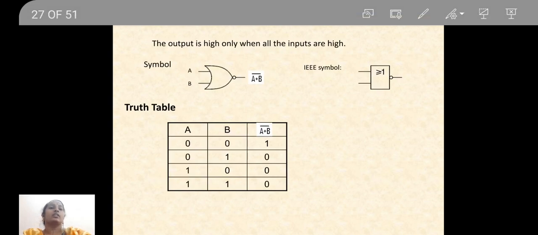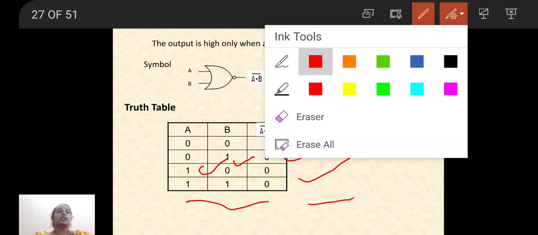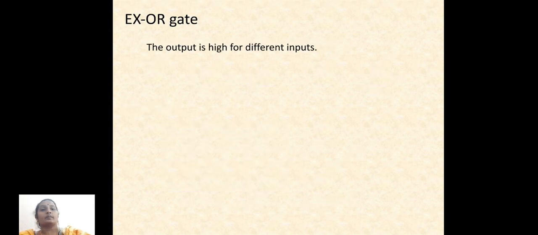So according to the logic, OR gate gives, if any of the input is high, the output is high. But here, if any of the input is high, we are getting low. So here B is high, so 0. A is high, so we are getting 0. Both are high, we are getting 0. Means any of the input is high, the output is low.